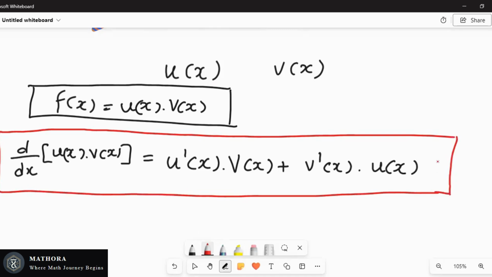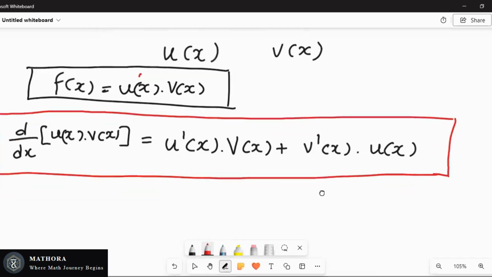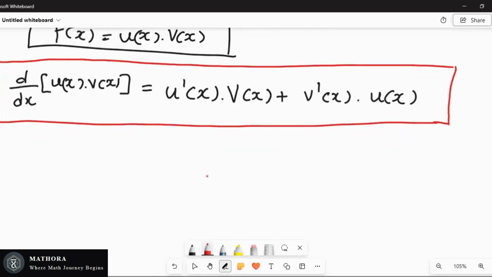In simpler terms, differentiate the first function, keep the second as it is, then add the first function as it is, and differentiate the second one. Is that right? So let's see this rule in action with a simple example.